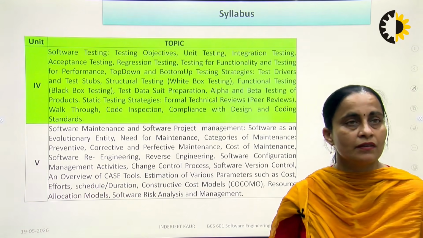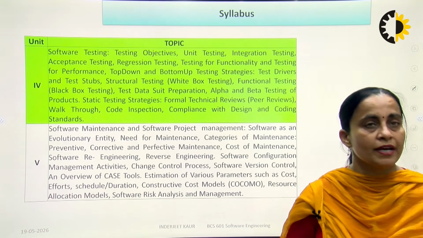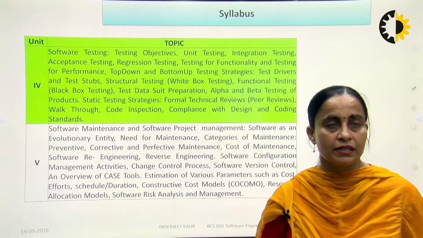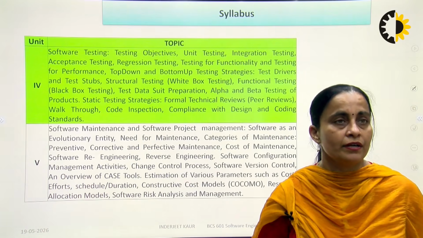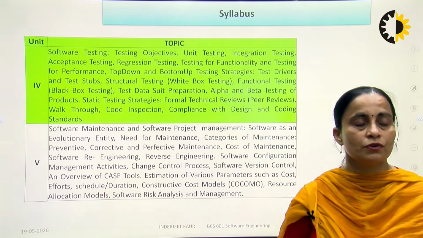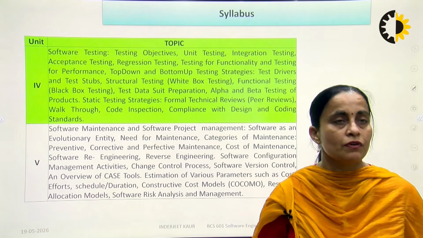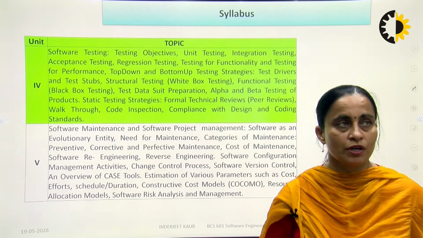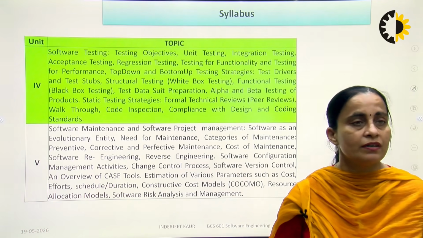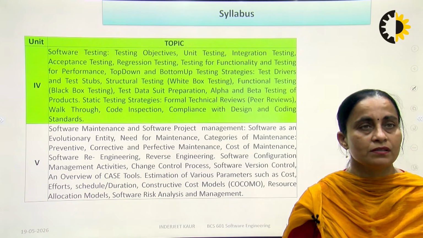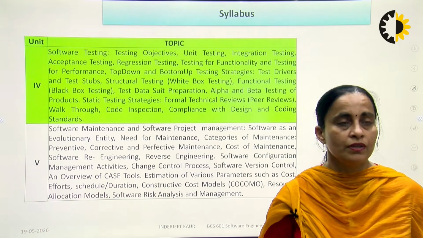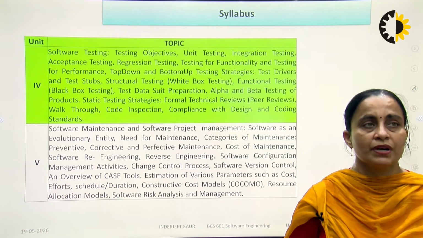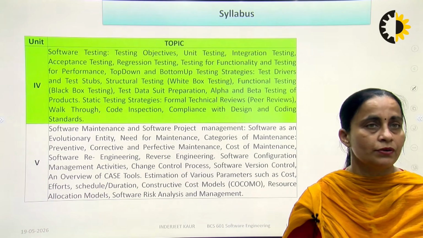In this we will be starting with the testing objectives. What are the different types of testing, means what is unit testing, what is integration testing, what is acceptance testing, what is regression testing, why it is required, and what is the functionality and performance for doing the testing, what are the different approaches for doing the testing, just like top down and bottom up, why are drivers and stubs required, how we can perform the structural testing, what is alpha testing, what is beta testing, how we are getting the reviews from the customers, and the walkthrough, then code inspection, and what is the compliance with design and coding standards while doing the testing.